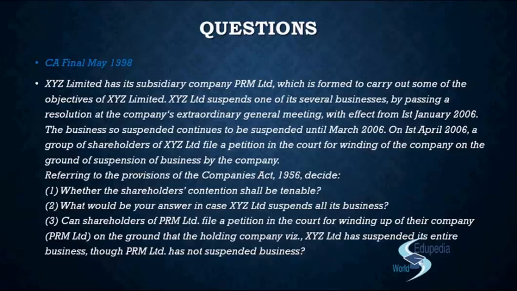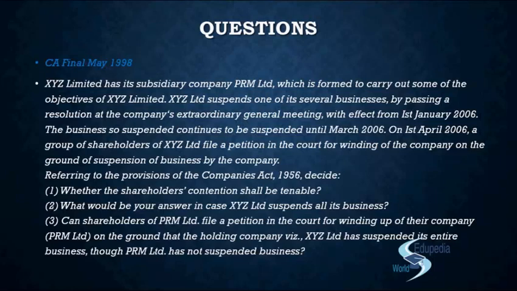XYZ Limited has its subsidiary company PRM Limited, which is formed to carry out some of the objectives of XYZ Limited. So they have formed a subsidiary with certain objectives. XYZ Limited suspends one of its several businesses. Remember, it is not suspending the entire business, but just one of its several businesses. That means even that one business is not a majority. How do they do that?